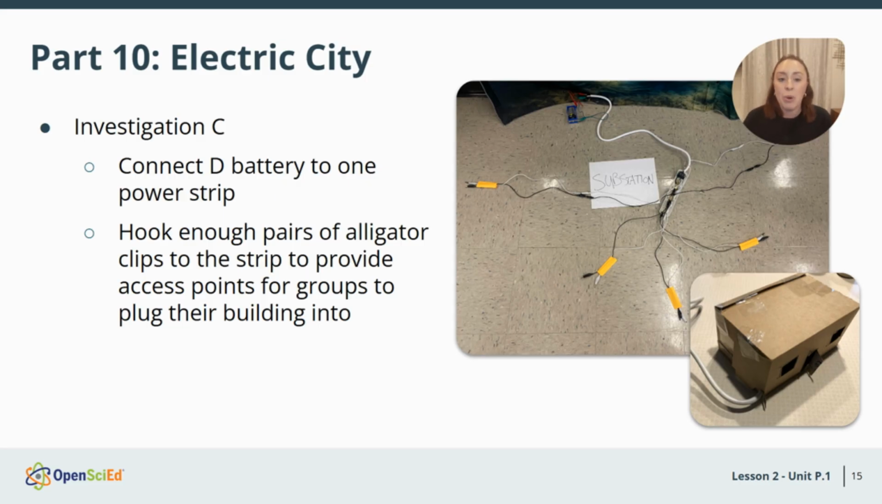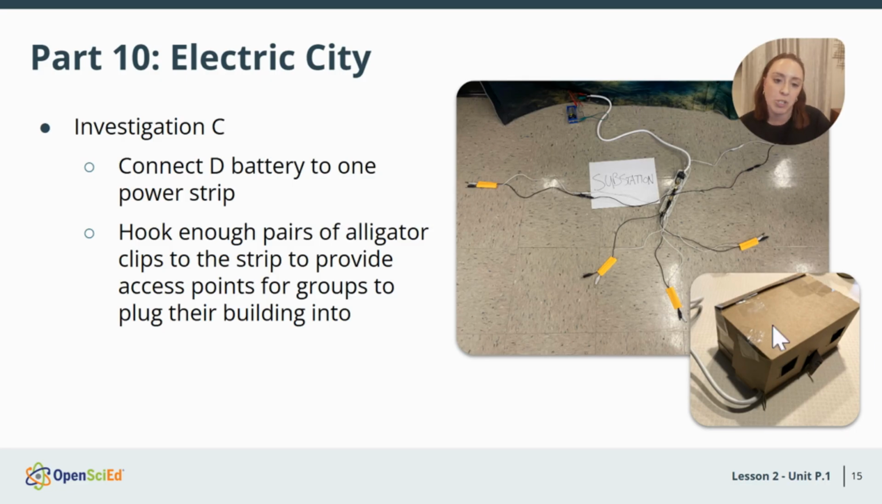So in the next component of our lesson, we say, okay, if we have all of these circuits to be individual buildings, then can we take our individual circuits and make a grid? And so we do this in what is labeled as investigation C, where we connect all of our power strip systems together into one grid with a substation that you will have set up in your room ahead of time.